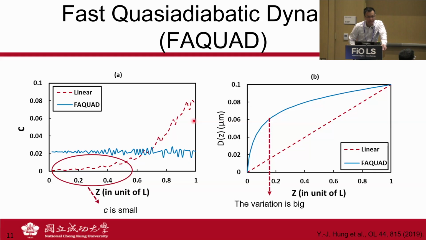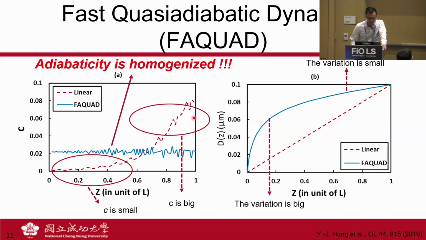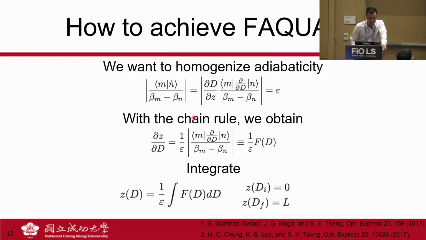So that's the idea. We basically look at the parameter, then we can increase the speed of geometry change when the parameter is small, and we decrease the parameter change when the adiabaticity is big, and that's the concept behind this protocol. So yes, when C is big, then we slow down the variation, so we can homogenize the adiabaticity.